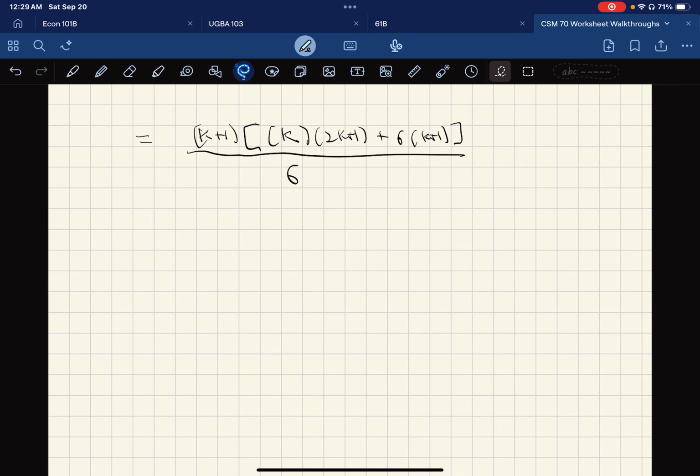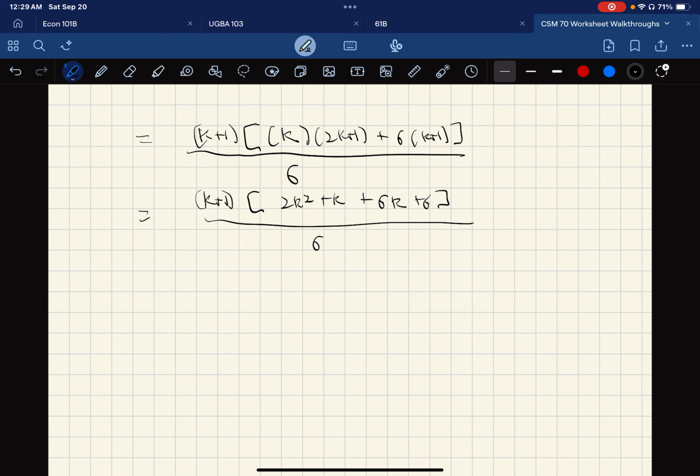I'll show you what that looks like. k plus 1 is factored on the outside. Distributing our k there gets us 2k squared plus k, and distributing the 6 gives 6k plus 6, all over 6. Then we combine like terms, and we see we have 2k squared plus 7k plus 6 all over 6.